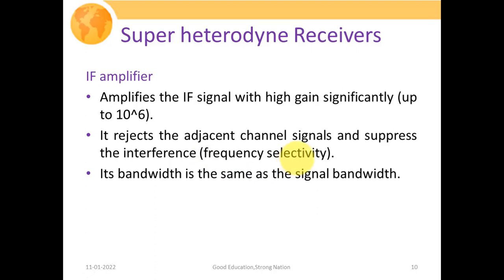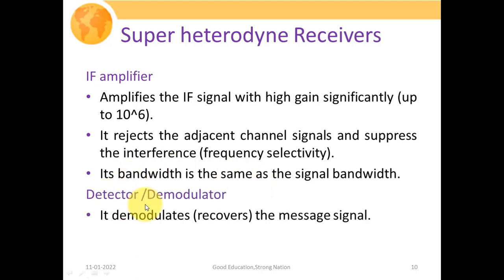That is, it will only amplify those frequency components which lie within that intermediate frequency range. So its bandwidth is the same as that of the signal bandwidth. Here we don't want any unwanted frequency components, so its bandwidth is the same as your signal bandwidth. So it will only provide the amplification operation over our message signal bandwidth only.